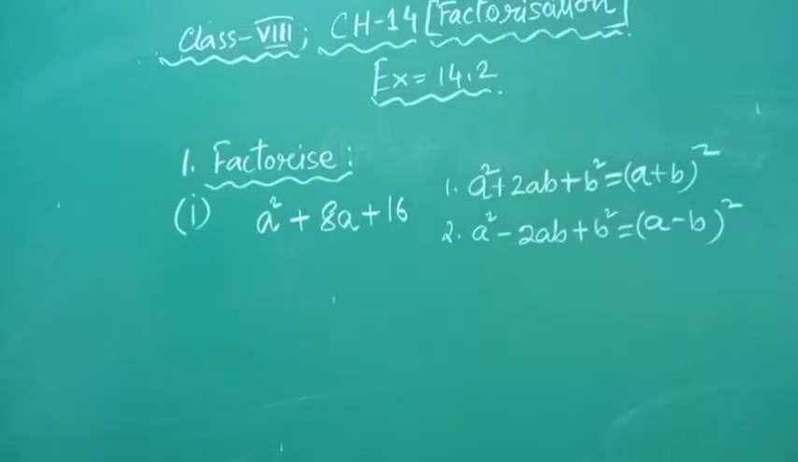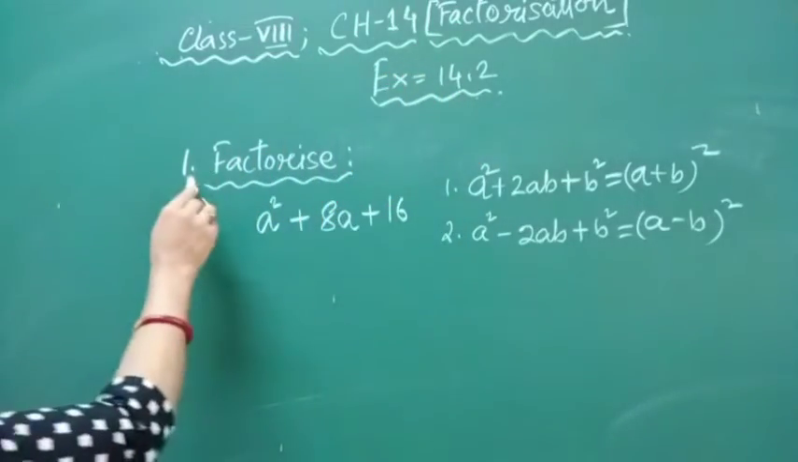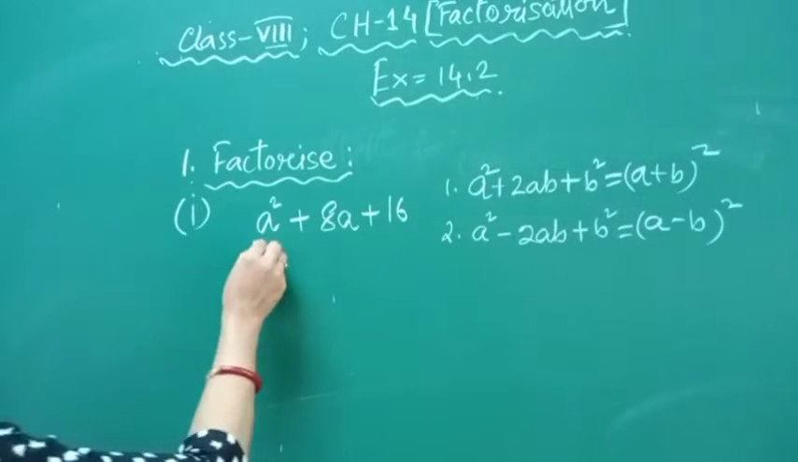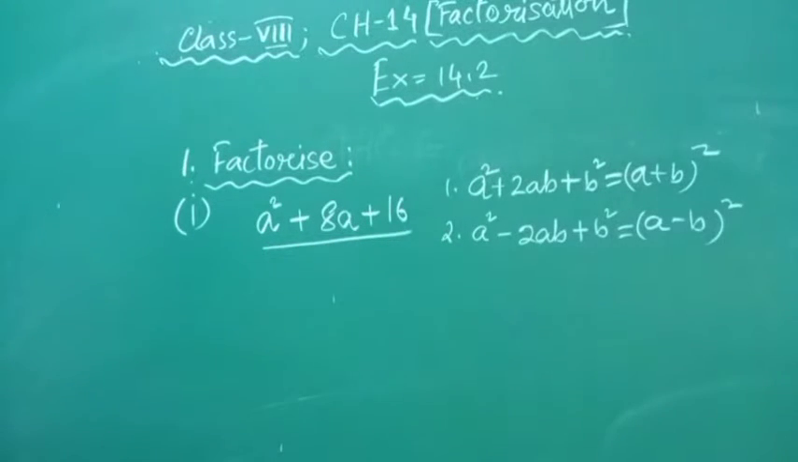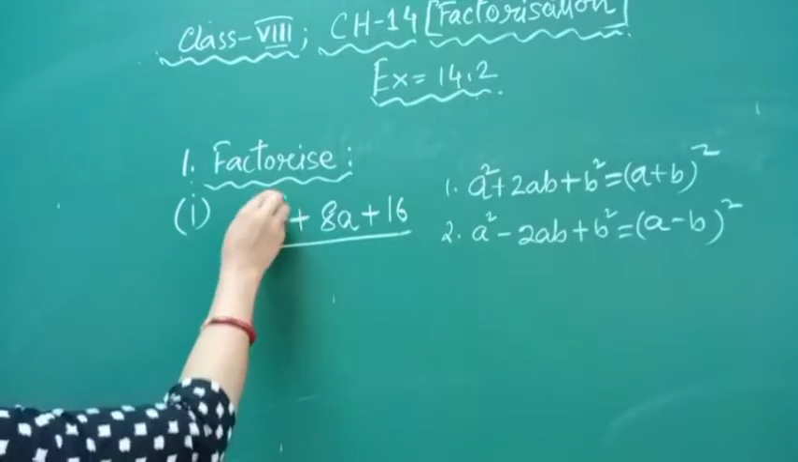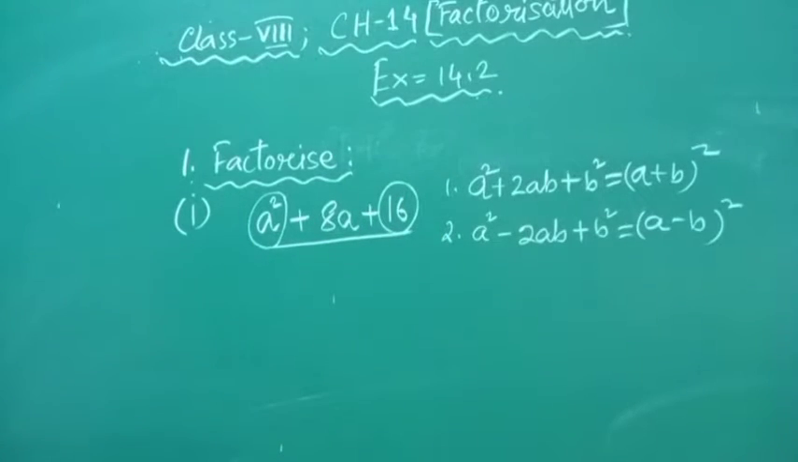Today we will do exercise 14.2, chapter 14, factorization, question number 1. The following we need to factorize. Now look at question number 1: a square plus 8a plus 16. Three terms are there, and the first term and the last term both are square numbers.